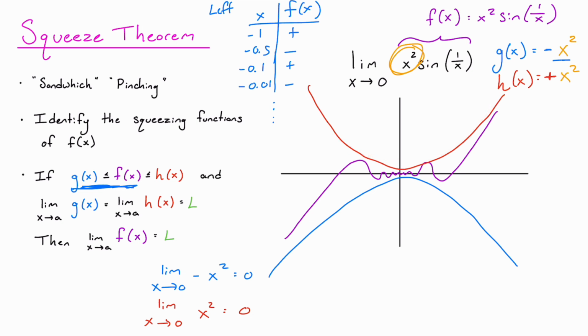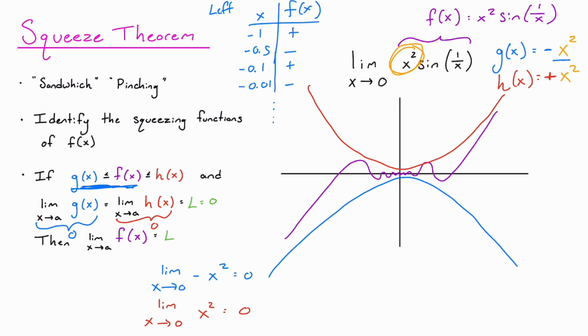And I know that the limit as x approaches 0 of g of x is 0, and the limit as x approaches 0 of h of x is also 0. So what we have here is what we have written in this section right here. We've got g of x is less than f of x is less than h of x, which is in our graph. And then the limit of g of x is 0, and the limit of h of x is 0. So this L is equal to 0.